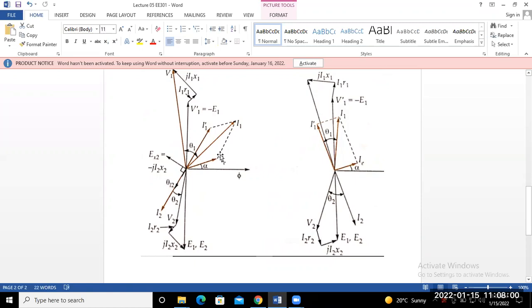Okay, and this exciting current plus, so this is your I2 current referred to the equivalent primary side, that is represented by either I2 dash or I1 dash. So this, opposite to the I1 that means the primary side, is represented by I1 dash. So I1 dash is nothing but the load component referred to the primary side.